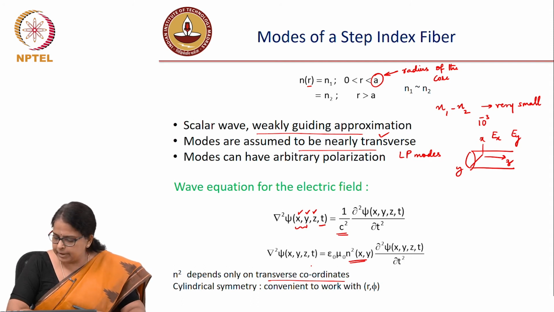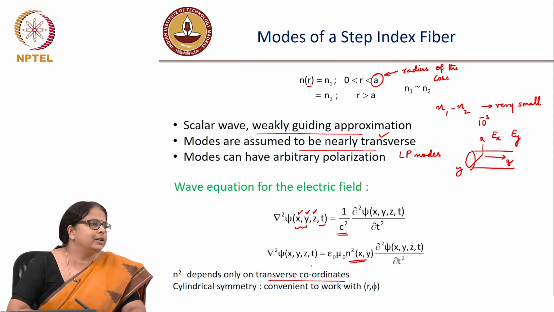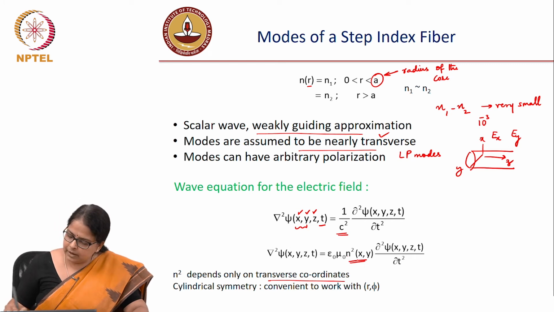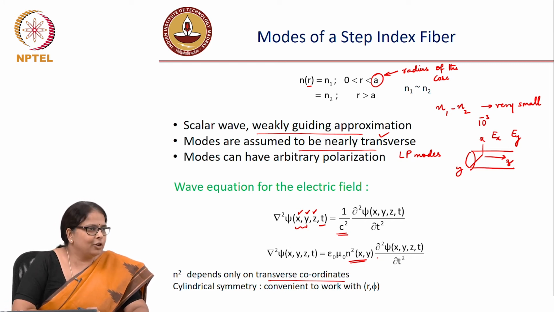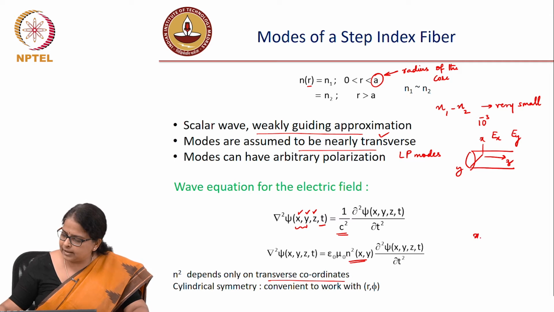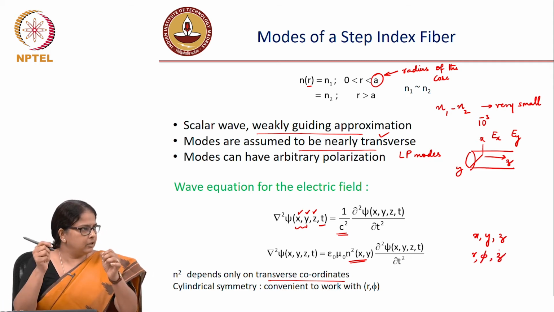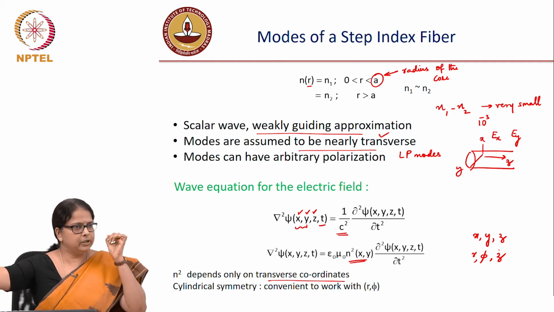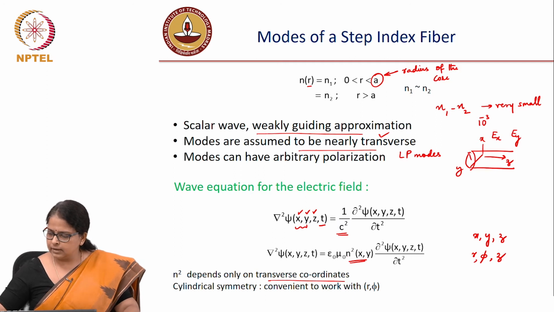It is cylindrically symmetric, so we will have to rewrite this equation not in x and y, but in r and phi, because the system is cylindrically symmetric, which means this wave equation has to be written in the cylindrical coordinate system. So instead of x, y, z, you write r, phi and z. R is the radial coordinate, phi is the azimuthal coordinate in the cylinder, and z is the third coordinate.